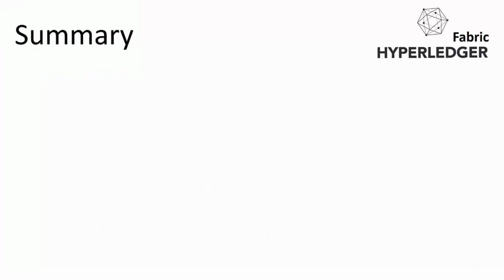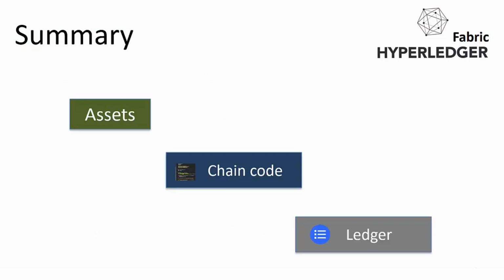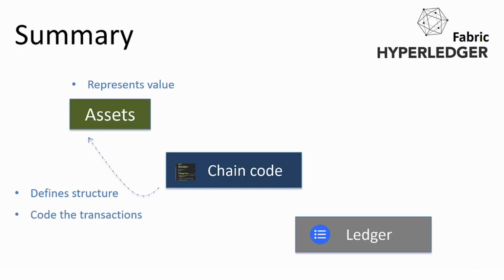Let's summarize. In this lecture, I introduced you to the concept of assets, chaincode, and ledger. Assets represent anything of value in the physical world. Chaincode is used for defining the structure of the asset, which can be binary or JSON representation. Chaincode is also used for coding the transactions that can be executed against the assets. When the chaincode is executed, it leads to the addition of the transaction information in the ledger. Ledger also keeps track of the state of the asset.